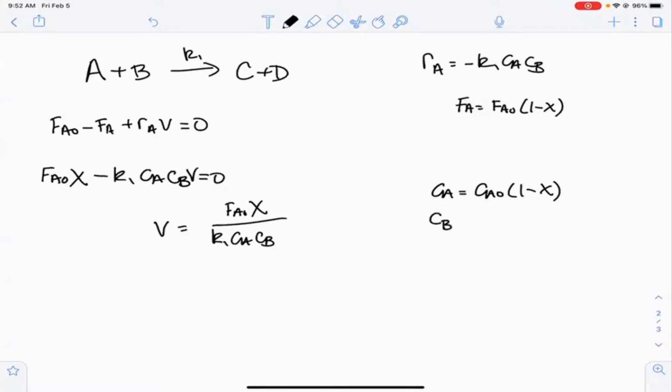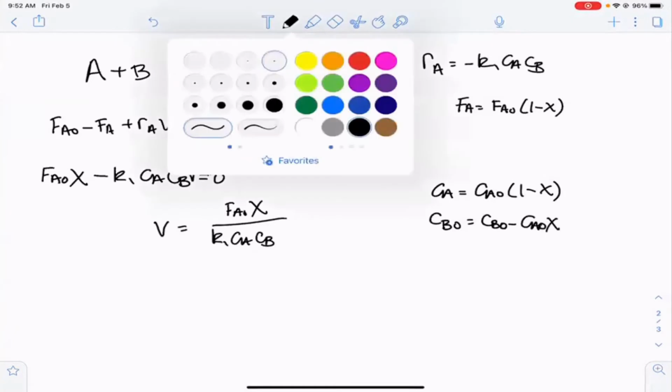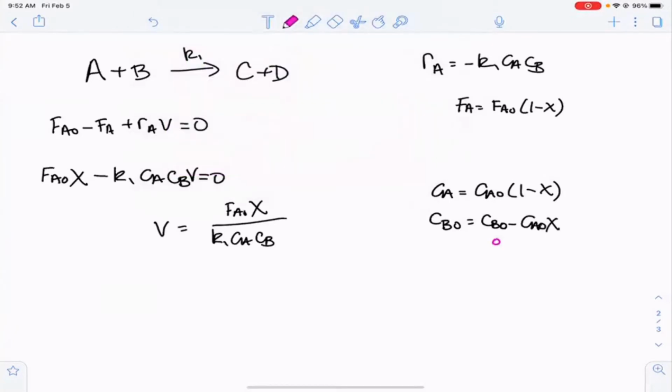And of course, CB we could write two different ways. We could write it as CB0 minus CA0 times X. That's one way to write it. There's the alternative form that CB equals CA0 times theta B minus X, where theta B is equal to the initial concentration of B over the initial concentration of A. Both of those are okay, and I use them almost interchangeably.